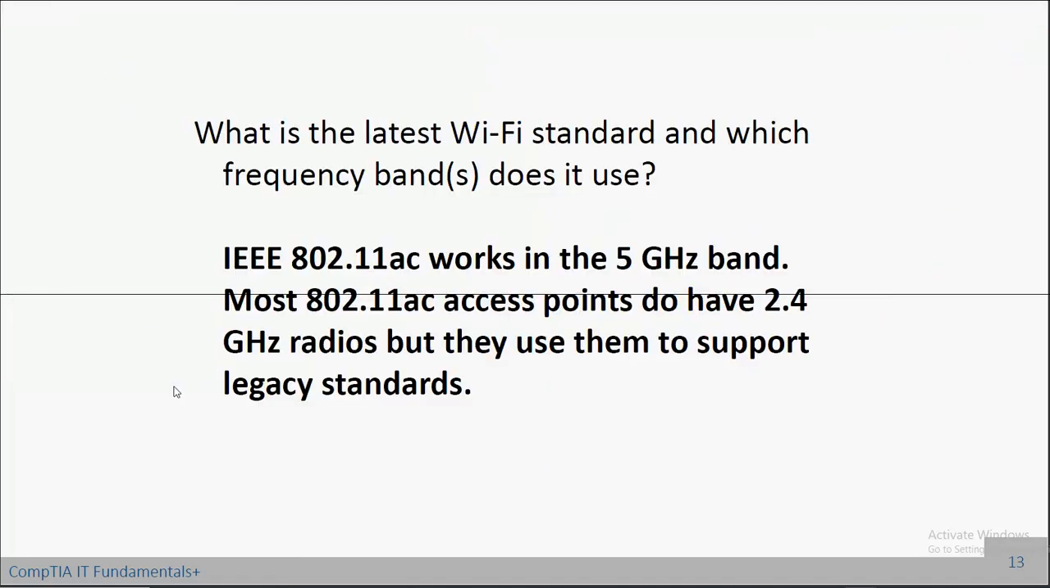So what is the latest Wi-Fi standard and which frequency band does it use? The latest is IEEE 802.11ac, and it works in the 5 gigahertz band. Most 802.11ac access points also have the 2.4 gigahertz radios, but they use them to support legacy standards. So again, if you have an old laptop that you are connecting to your network, you have to use the 2.4 gigahertz band.